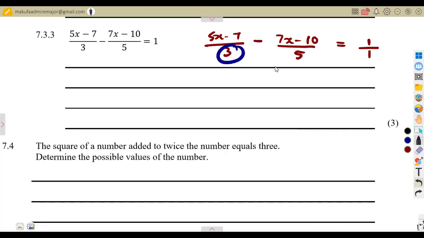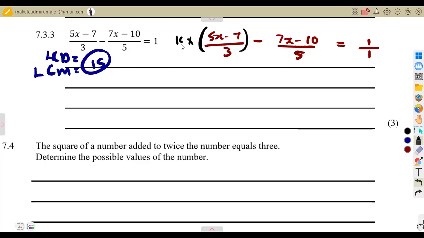So you can consider the LCD of the numbers, which is the LCM of 3, 5, and 1, which is 15. 3 times 5, that is 15. So with the LCD or the LCM, to clear the fractions, you're going to multiply each and every term by that LCD. Multiply by 15, multiply by 15, multiply by 15, each and every term.